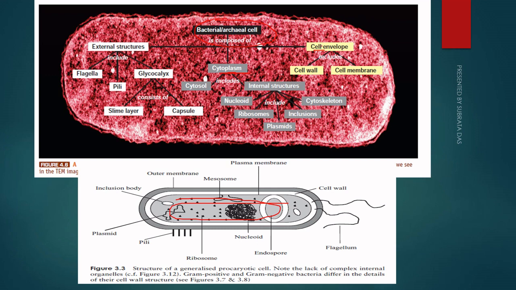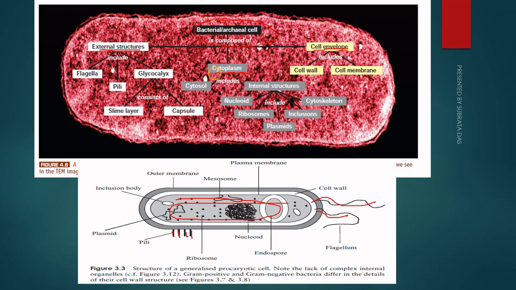Next is the cell envelope that covers the bacterial cytoplasm, and another one is the external structure, present on the outer side of the cell envelope, like this flagella or pili structure. These are the external structures of bacteria. So the bacterial structure is composed of three main components: cytoplasm, cell envelope, and external structure.